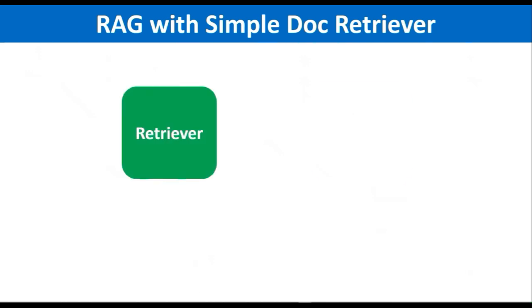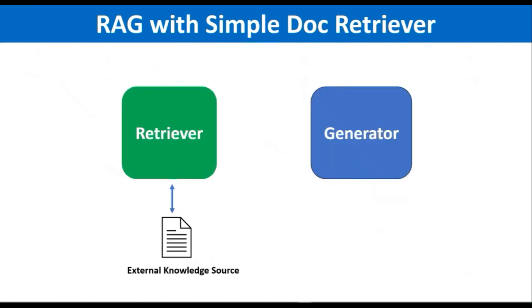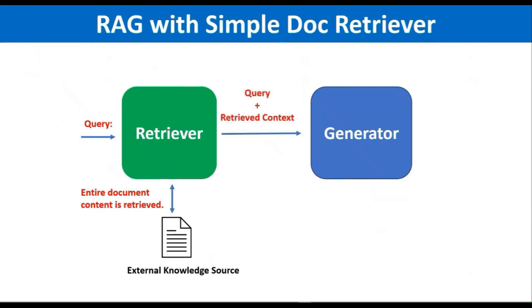Here we have a retriever, a generator, and the external knowledge source. The user submits a query. The retriever accesses an external knowledge source such as a document, in this case a particular CV, and retrieves the entire content of that document. In this case, it retrieves the entire content of the filtered CV, and the retrieved document content is then combined with the user query and sent to the generative model. The model processes the combined input, applies the prompt instruction, and generates a detailed and relevant response.